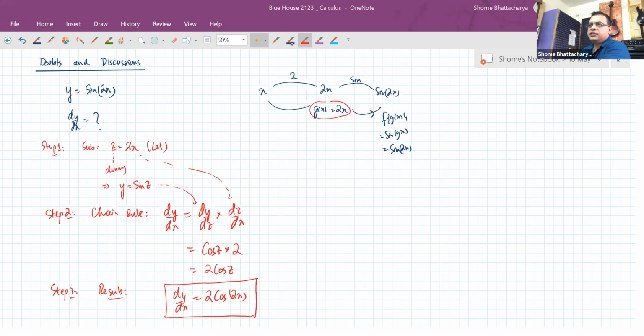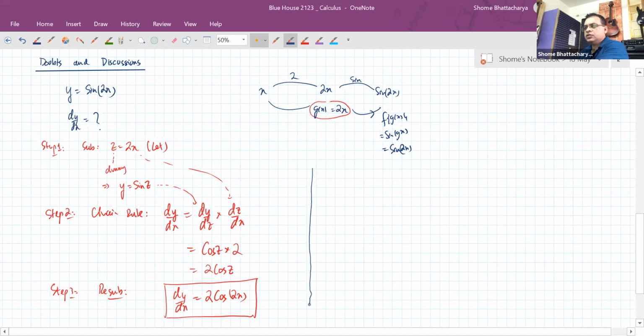Now, can anybody tell me the formula of sine 2x expanded using trigonometry? 2 sin x cos x. Sorry, can you say a little louder? I could not hear you. 2 sin x cos x. Yes, that's very correct. Good. So this can be expanded using the trigonometry formula, that it is 2 sin x cos x.